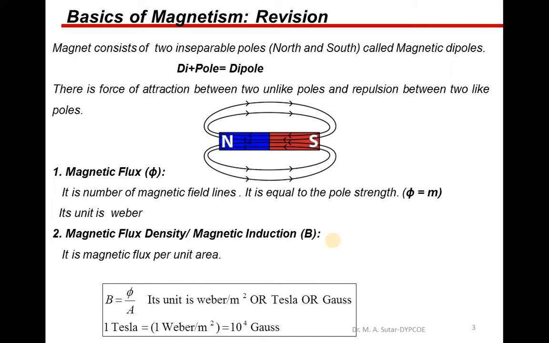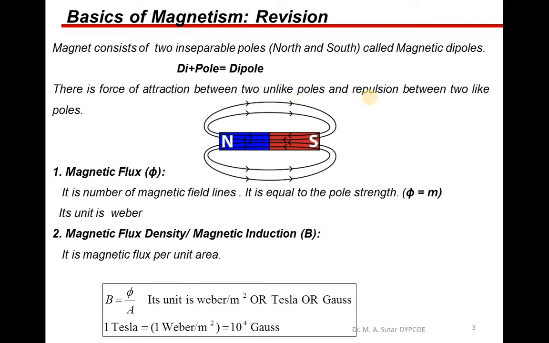Prior to dealing with magnetic materials, we should know the basic terms which are widely used. The magnet consists of two inseparable poles, the North Pole and the South Pole, and this is known as a magnetic dipole. As there are two poles, di plus pole is equal to dipole. This is how this term is generated. There is a force of attraction between two unlike poles, and two like poles will repel each other.